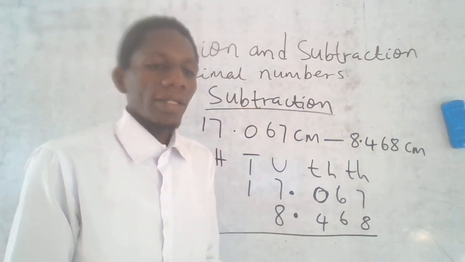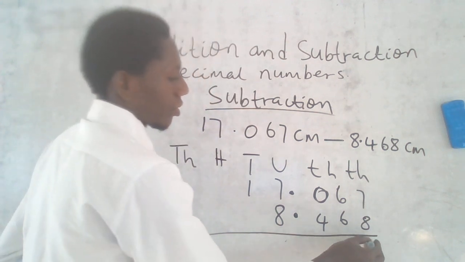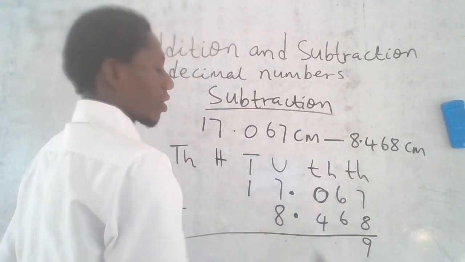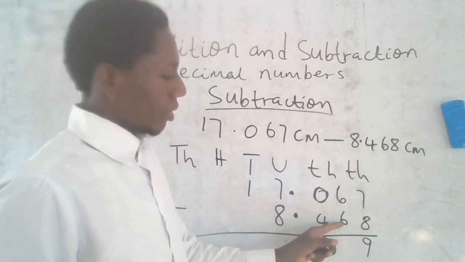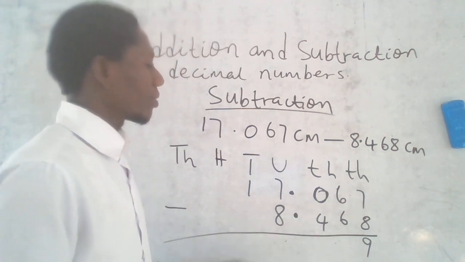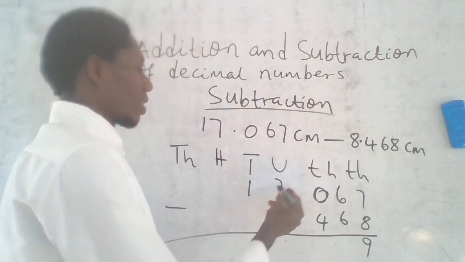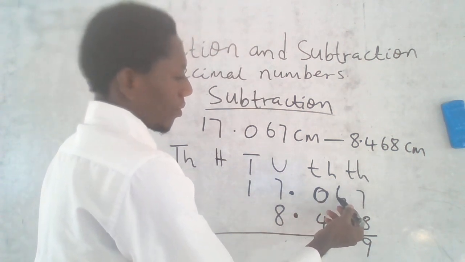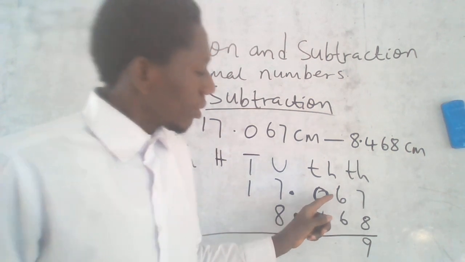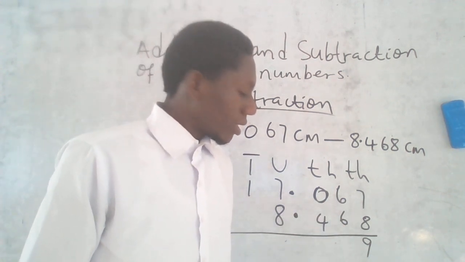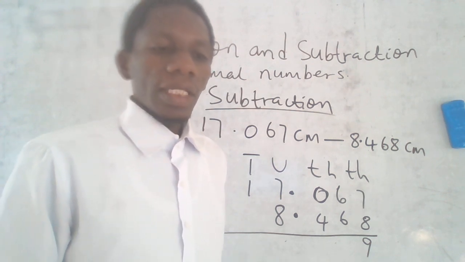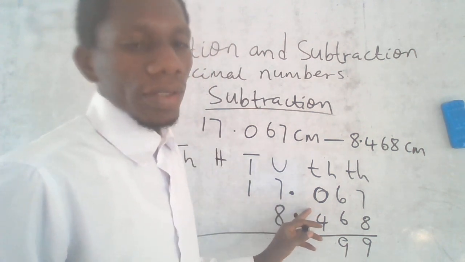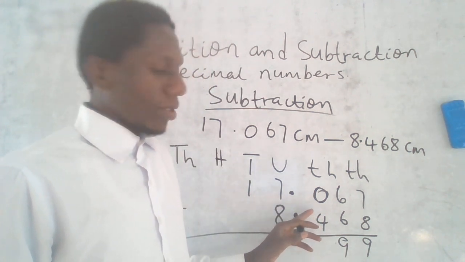Okay, so 17 minus 8 is 9. So you have 9. Then here remains 5. 5 cannot subtract 6 because 5 is a small number. So you borrow from here. Now here becomes 10. You remove 1 to here. So you have 16 minus 6. 16 minus 6 is also 9. So you have your 9. And here 10 minus 4.